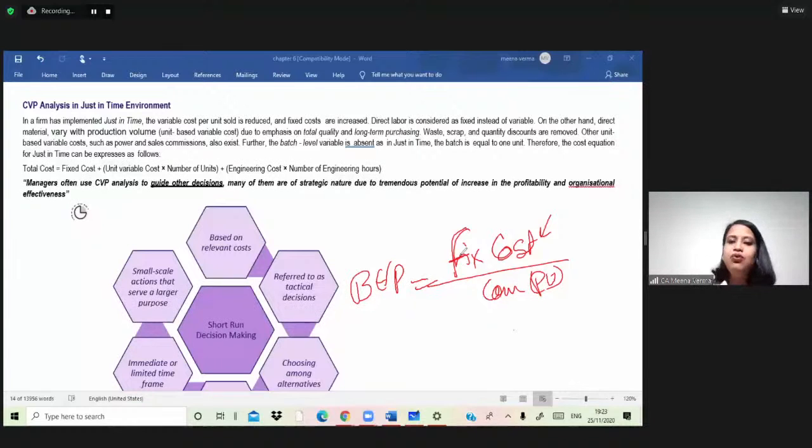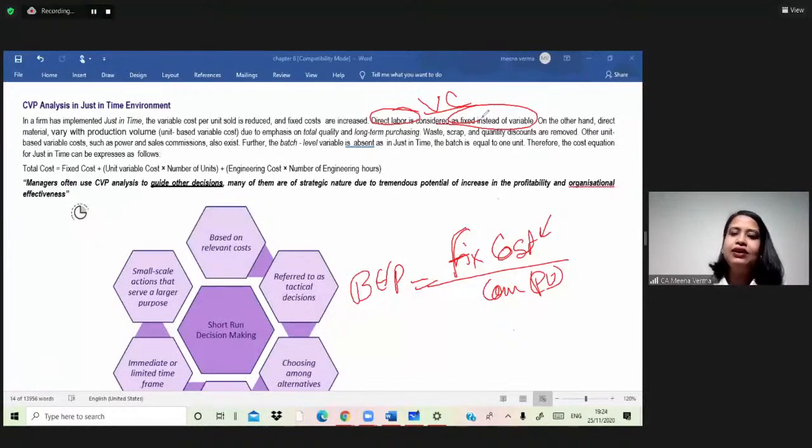Now, in case of just-in-time system, there are some points which we have to note. We know that direct labor is generally a variable cost. But they are saying that if you apply just-in-time system, this direct labor cost will be a fixed cost, not a variable cost.